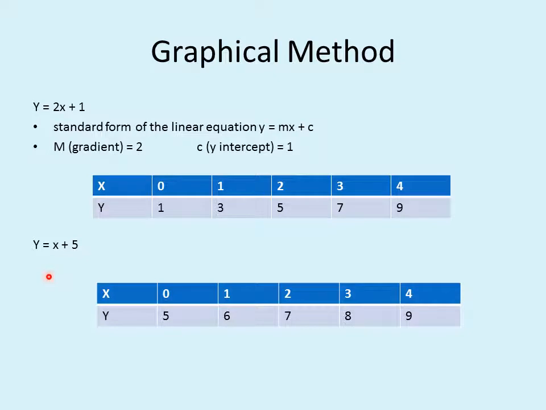We do the same thing here. Our second line is y equals x plus 5. So, when x equals 0, y equals 0 plus 5, which is 5. When x equals 1, y equals 1 plus 5, which is 6. When x equals 2, y equals 2 plus 5, which is 7.